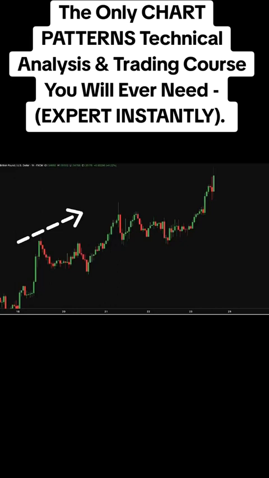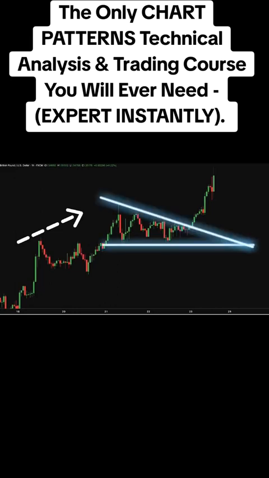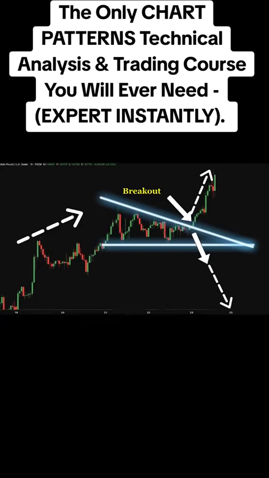Price is in an uptrend, forms equal lows and lower highs, giving you the descending triangle. When price breaks above, it confirms a bullish continuation. But if it had broken below, that would have indicated a trend reversal to the downside.